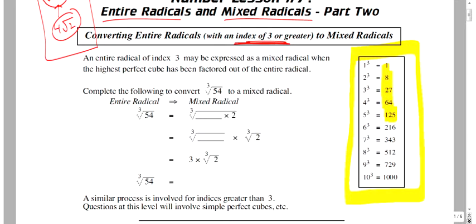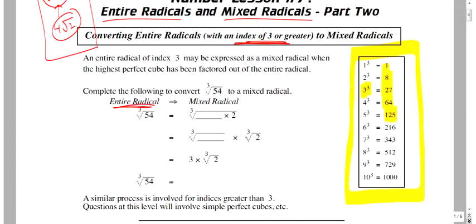64 is a nice number. It's a perfect cube. It's also a perfect square too, isn't it? Yeah. All right, 27. That's a perfect cube because 3 times 3 times 3 is 27. Okay? 3 cubed is 27. All right, so how do we do this?